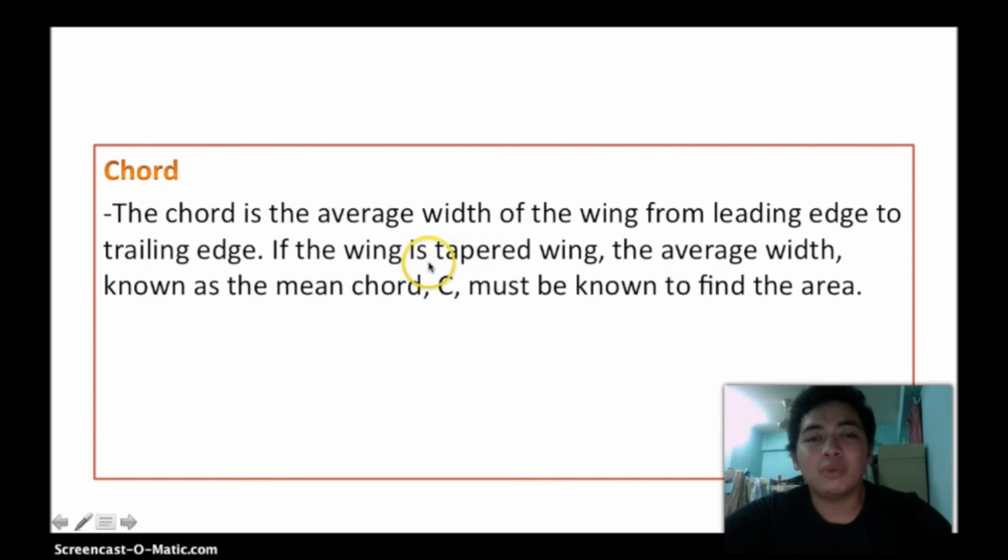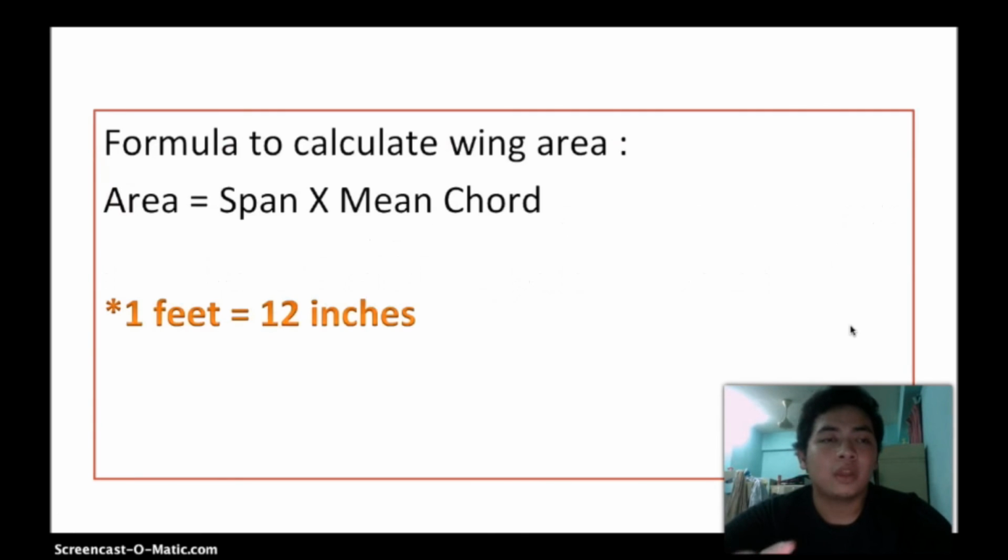If the wing is a tapered wing, the average width, known as the mean chord C, must be known to find the area. So, what is the formula to find the wing area? The formula is span times mean chord. Since the area of a wing is large, we use feet as the unit. So the formula to calculate the wing area is area equals span times mean chord. Meanwhile, 1 foot is equal to 12 inches. I will provide a few examples after this to increase our understanding of this subtopic.